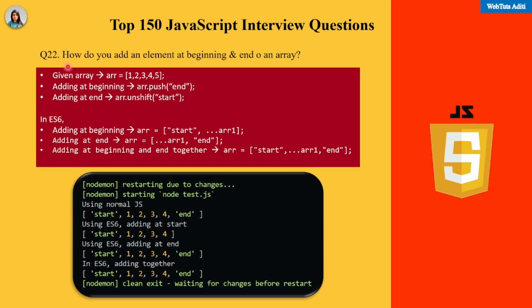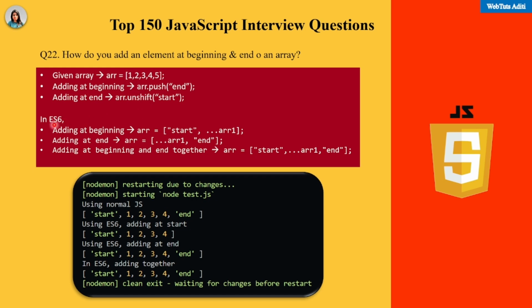The next question is, how do you add an element at the beginning and end of an array? Here you can see this is the given array, and if we want to add elements in this array, we have two methods. For adding elements at the end, we can use the push method, like arr dot push, and then insert the element at the end. And to insert an element at the start of the array, we can use the unshift method.